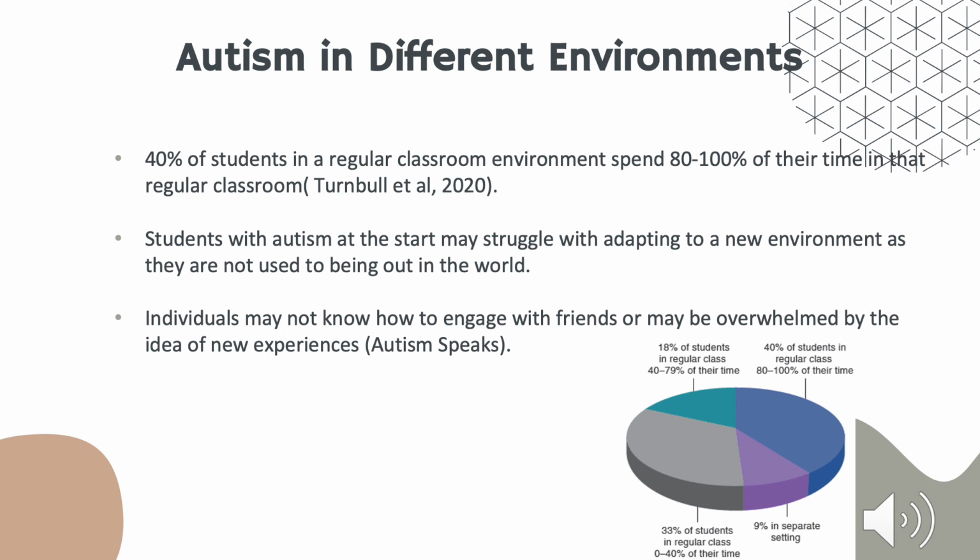So this slide is autism in different environments and how each individual with autism reacts. So 40% of students in a regular classroom environment spend 80% to 100% of their time in that regular classroom, which shows how students with autism want to be surrounded by others in their everyday lives. Students with autism at the start may struggle with adapting to a new environment as they are not used to being out in the world. Individuals may not know how to engage with friends or may be overwhelmed by the idea of new experiences, as new experiences are scary at times, but students with autism have the desire to make new friends even if there is a struggle at first.